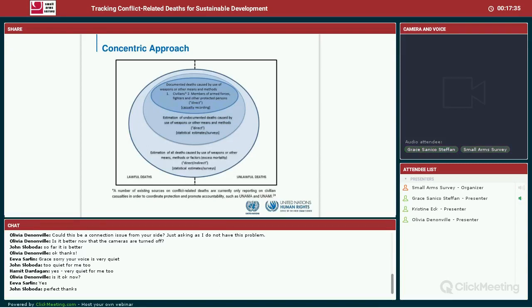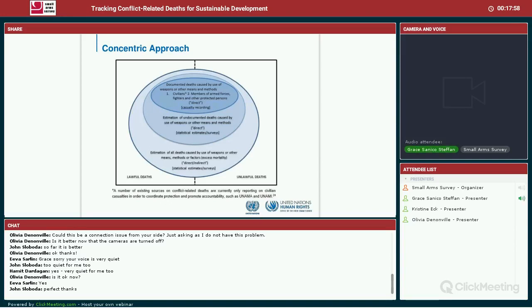But essentially, we have included name because it serves as a means to deconflict information to avoid duplicate counting. However, to the extent possible, conflict-related deaths of unidentified individuals should also be recorded and verified, and maybe included in the analysis and reporting.